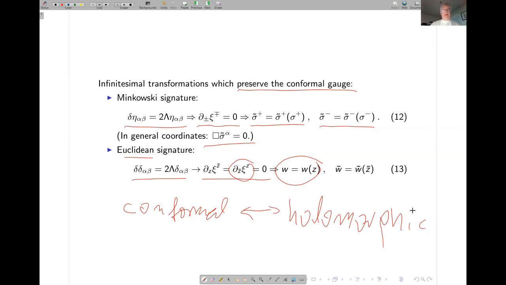In the complex plane, conformal transformations, that is transformations which preserve shapes, or if you like angles, are in one-to-one correspondence with holomorphic transformations. It's precisely the holomorphic functions which generate for you conformal transformations. And that is, of course, very useful because we are able to use methods from the theory of complex functions in our pursuit of conformal field theory.